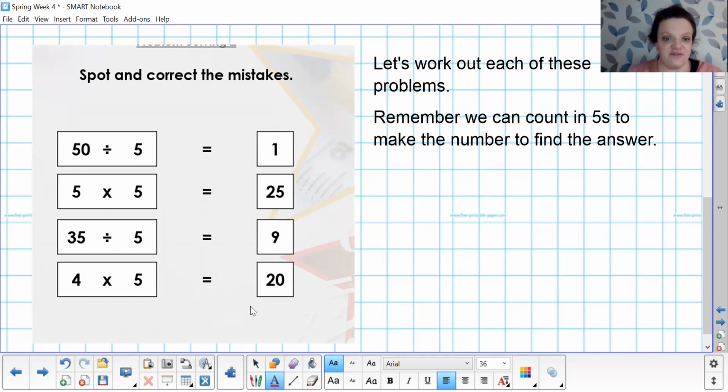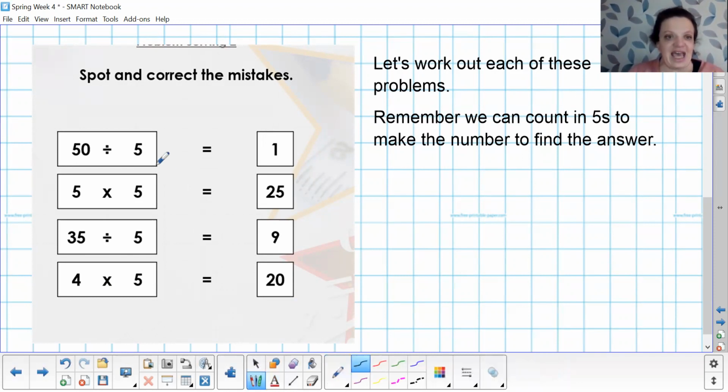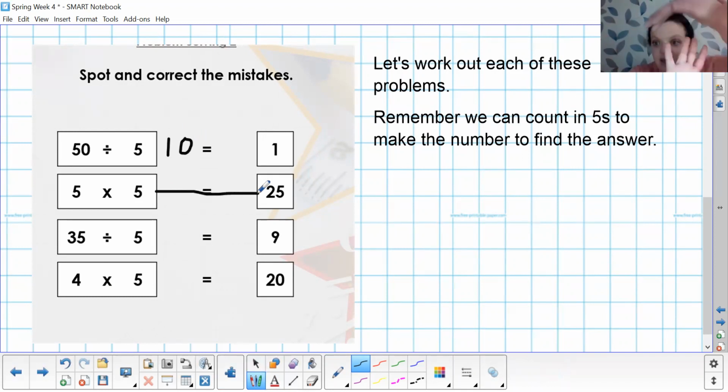Okay, so 50 divided by 5. If we count in 5s to 50, let's go. 5, 10, 15, 20, 25, 30, 35, 40, 45, 50. So the answer is 10. But 10 is not there, so that's one of the mistakes. So I'm going to put next to it that it should be a 10. Okay, 5 times 5 is 25, so that's there, because if I count in 5s 5 times, 5, 10, 15, 20, 25, or I could draw it.